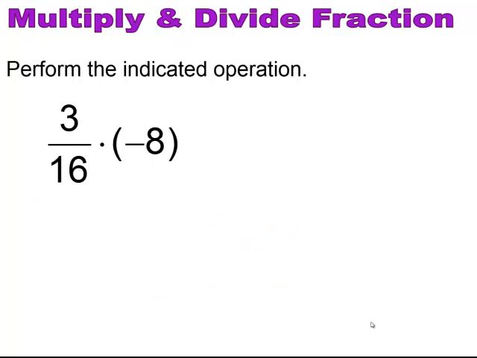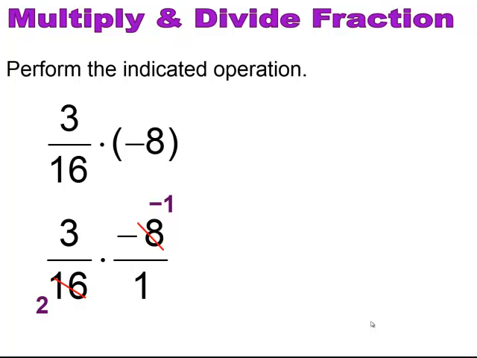Pause and try. So I'm putting that negative 8 over 1. I'm going to simplify and I'm going to multiply across. So I end up getting a negative 3 over 2. Don't lose your negative signs when multiplying fractions.